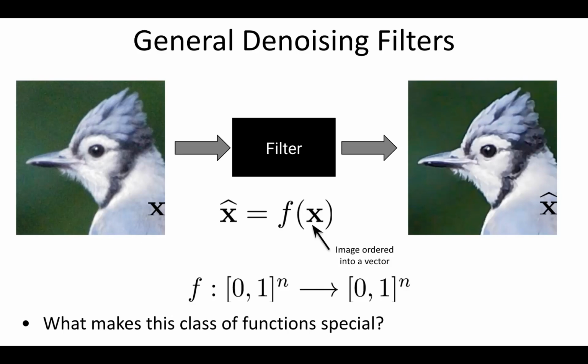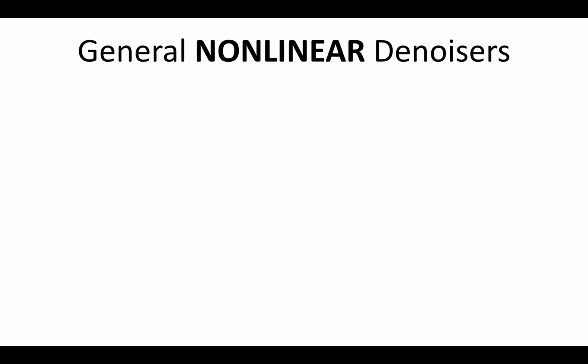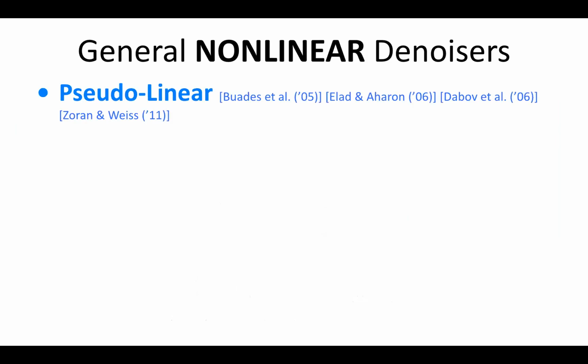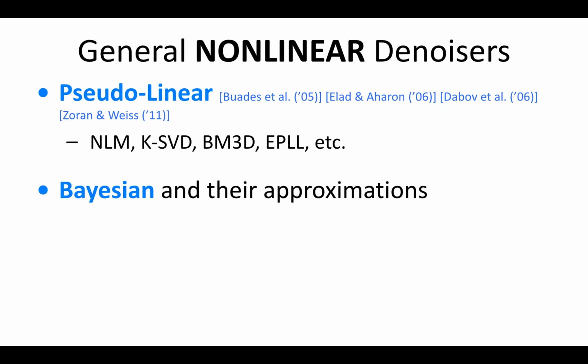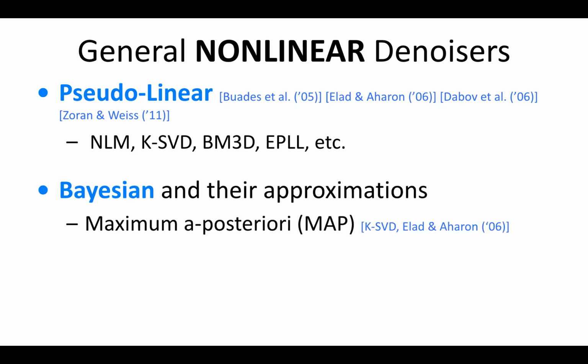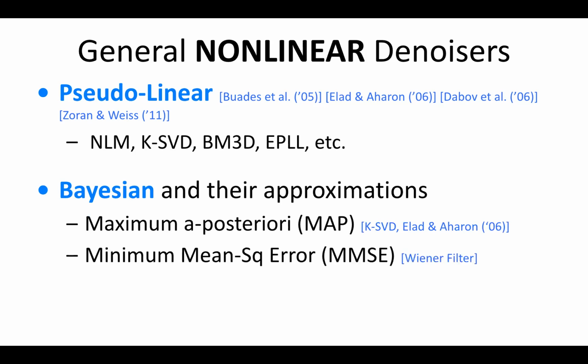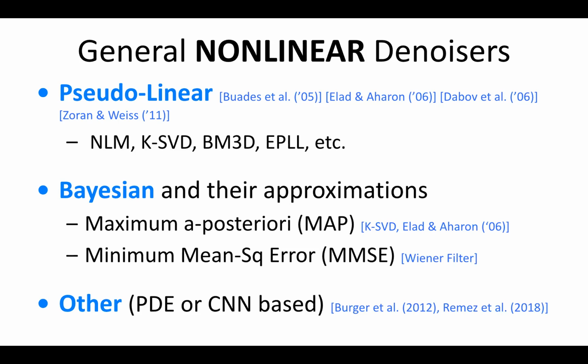So let's think about what makes this class of functions special. And here I'm going to start giving a taxonomy of the different kinds of denoisers. Let's start with general nonlinear denoisers. The first class I want to talk about are so-called pseudo-linear denoisers, and I'll make this definition a bit clearer in the very next slide. This includes things like non-local means, KSVD, BM3D. These are all very well-known algorithms, developed over the course of easily the last 15 years. Then there are Bayesian denoisers and their approximations, including things like maximum a posteriori, including KSVD, or minimum mean squared error, which include the Wiener filter and various approximations of it. And then other, and here I'm lumping many things together, including PDE-based methods and CNN-based methods that don't necessarily obviously fall into these two other categories.